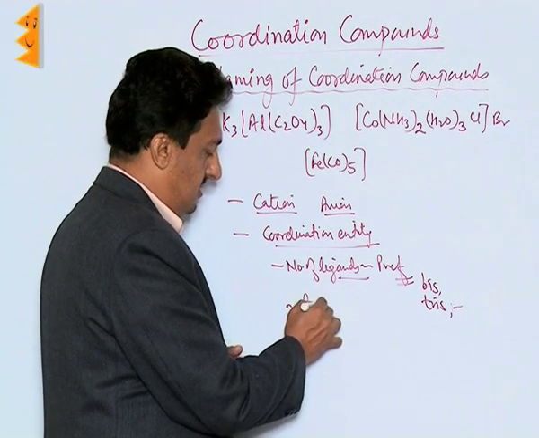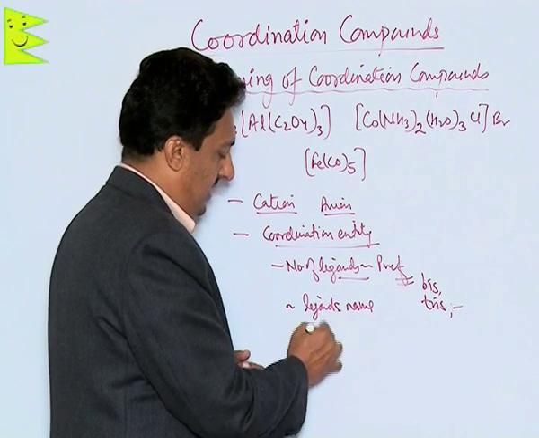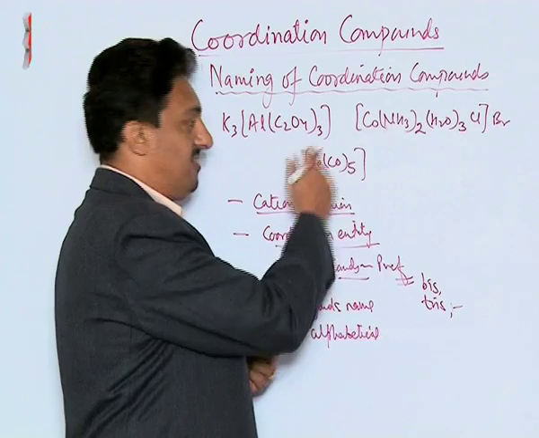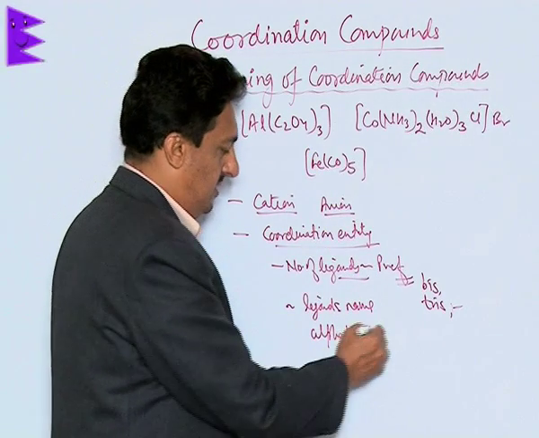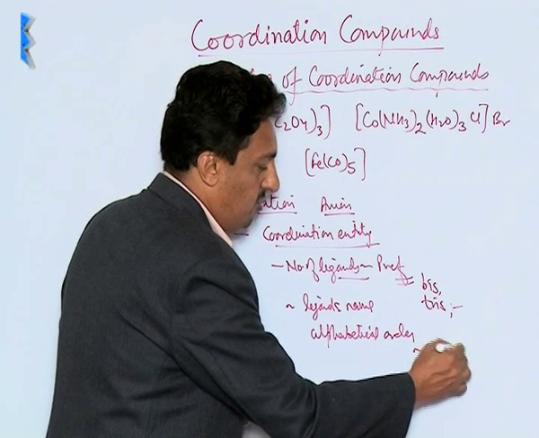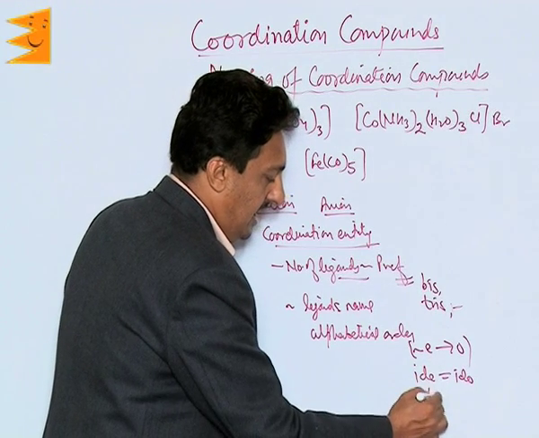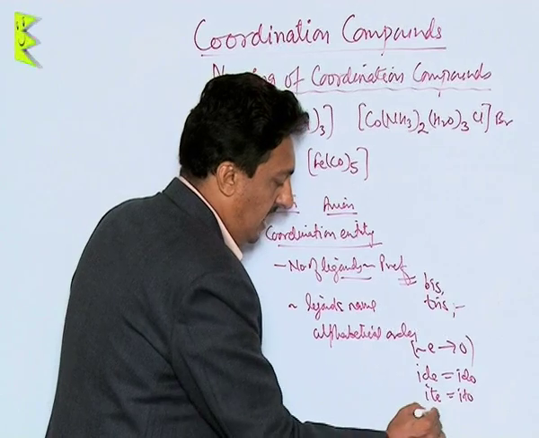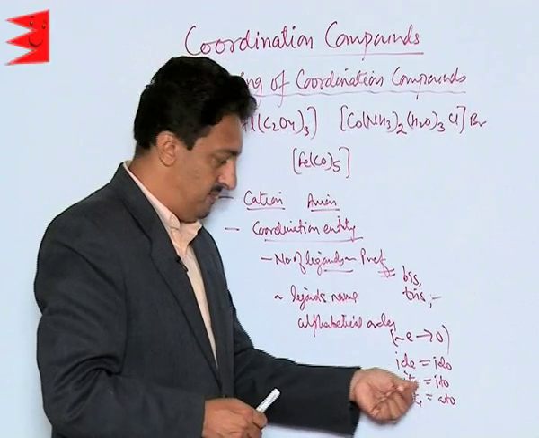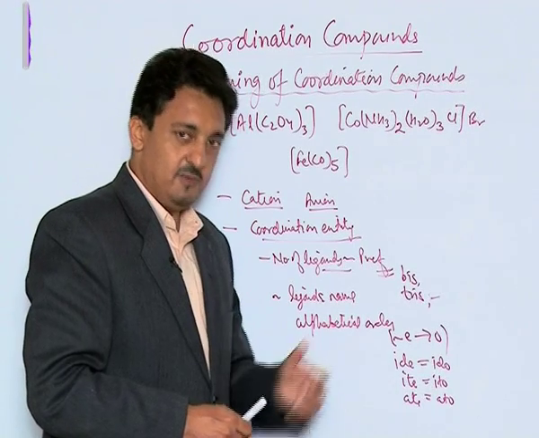Then we write the ligand's names in alphabetical order, because they are always written in their alphabetical order. And in this we have to remember that all the e's are changed to o. So your ide will become ido, your ite will become ito, and your ate will become ato. Like chloride will become chlorido, sulfite will become sulfito, and sulfate will become sulfato.